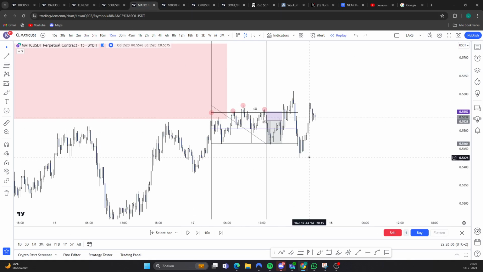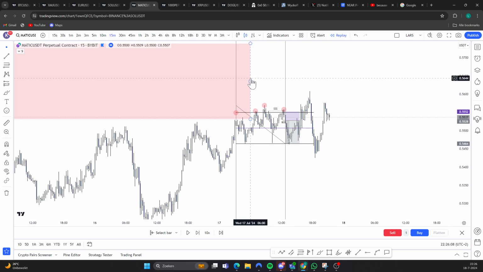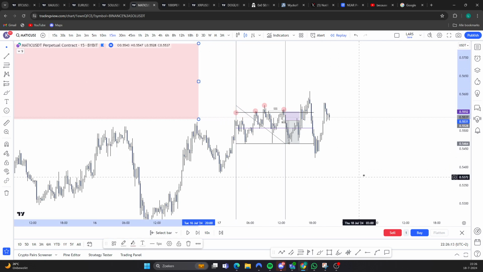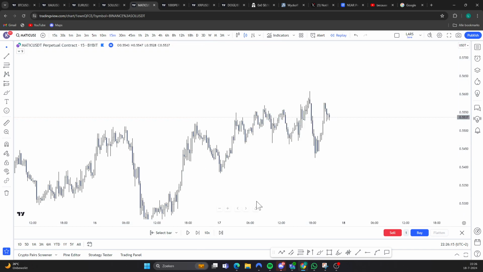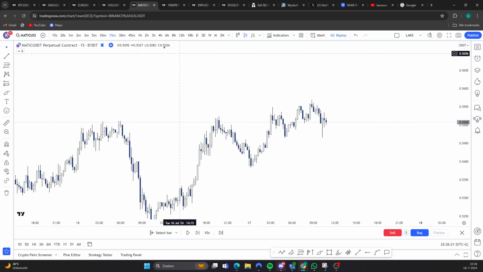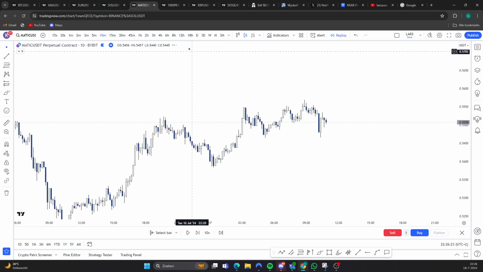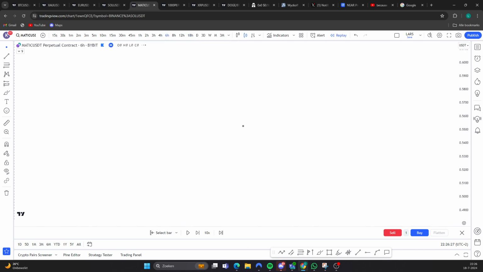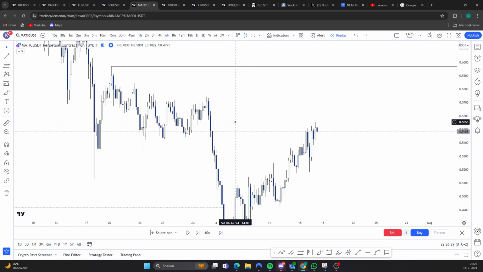Next trade on MATIC. Oh, I don't have this one in replay mode. Next trade on MATIC was, again, a distribution schematic. So what we see right here is price actually going into a very significant resistance point of interest, which is right here.